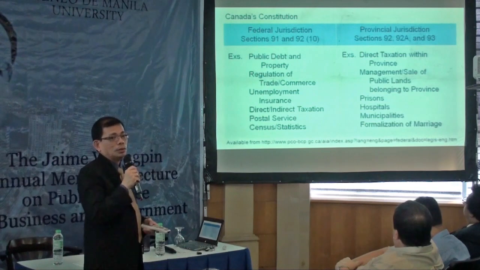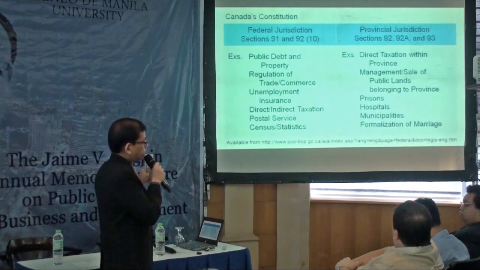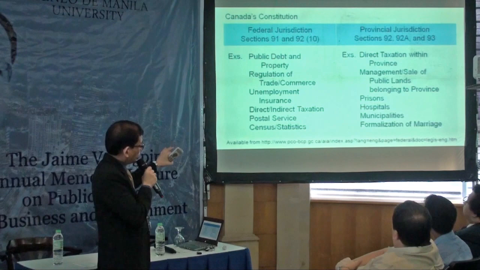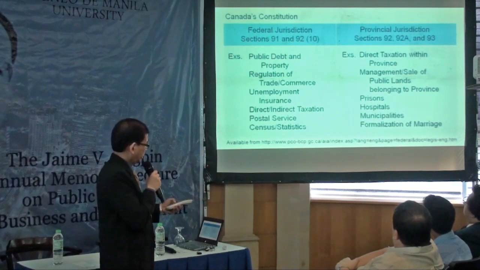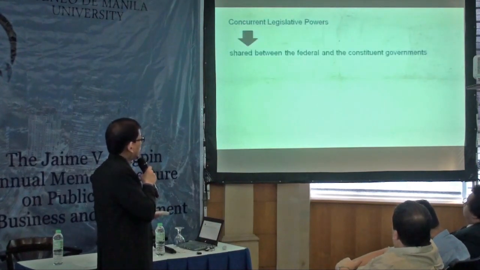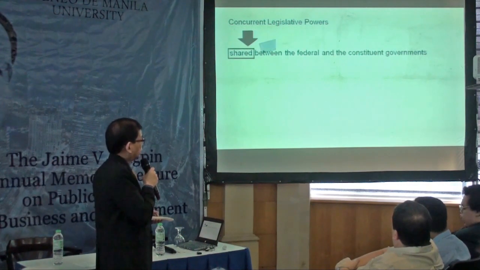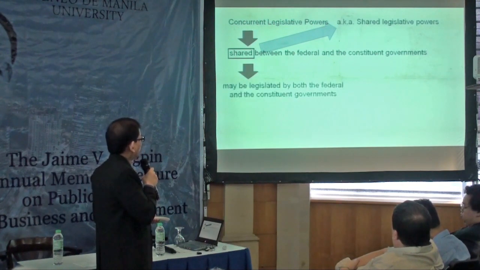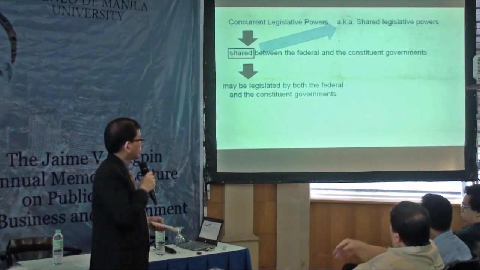Canada's constitution would be a very good example because it identifies jurisdictions that are exclusively federal, and exclusively provincial. Concurrent legislative powers, on the other hand, are shared between the federal and the constituent governments. They're shared, therefore they're also called shared legislative powers. They may be legislated by both the federal and the constituent governments.